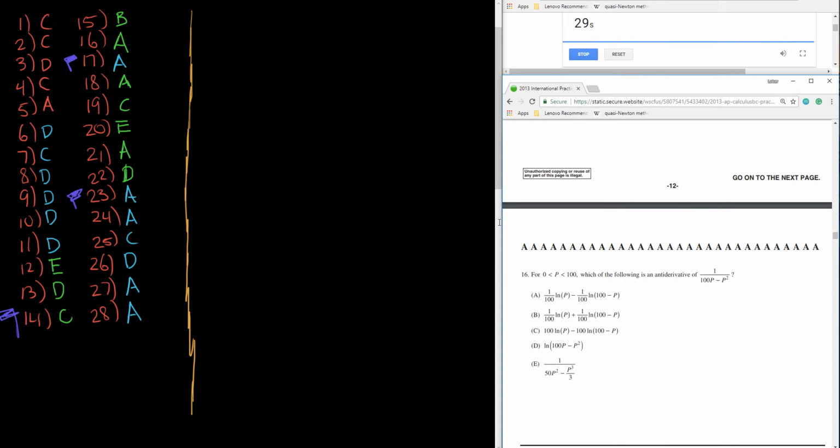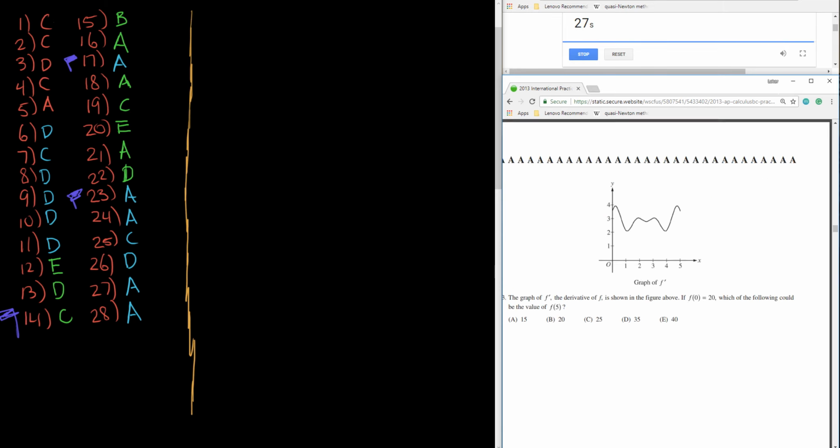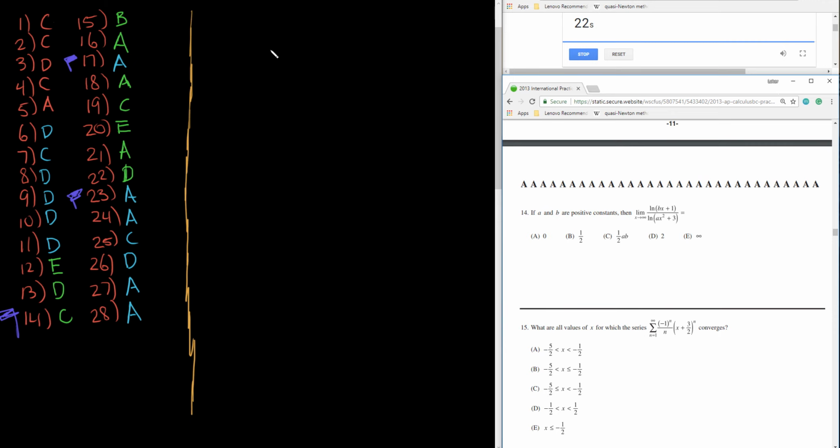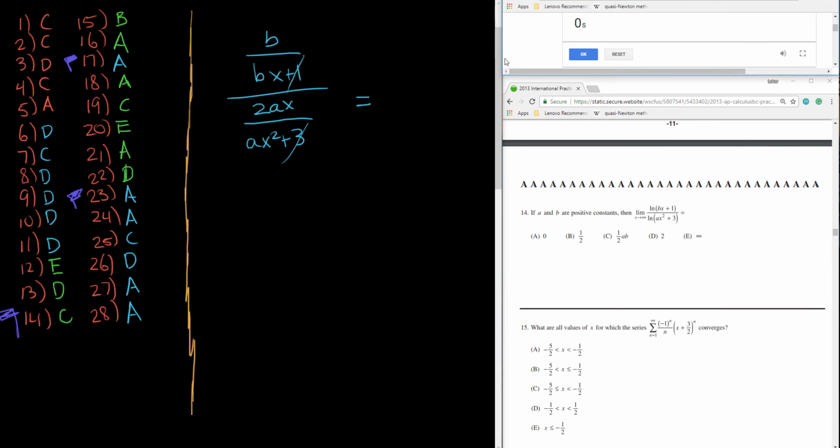Okay. Question 14 for funsy kicks. All right, this one. So take the derivative: b divided by bx plus 1, divided by 2ax divided by ax squared plus 3. And so as this all approaches infinity, the 3's go away, this doesn't matter, and we're left with, okay, so time's up.